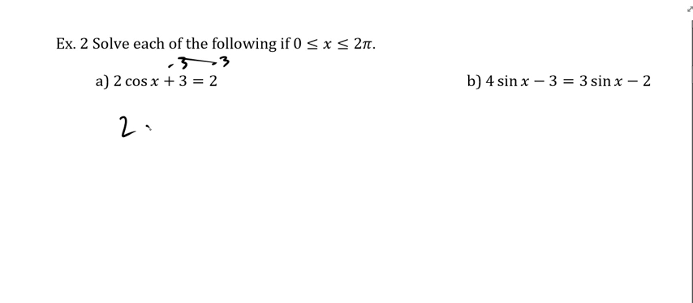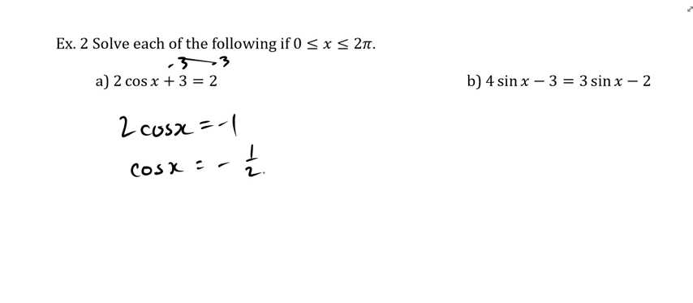Let me do it first. 2 cos x. So 2 minus 3 is negative 1. Now I divide by 2. Very good. Okay, so hopefully people got this far. Cos of x equals negative 1/2. How many people got that already?